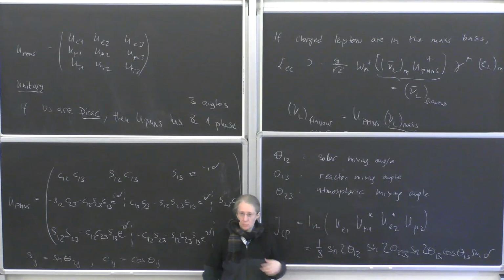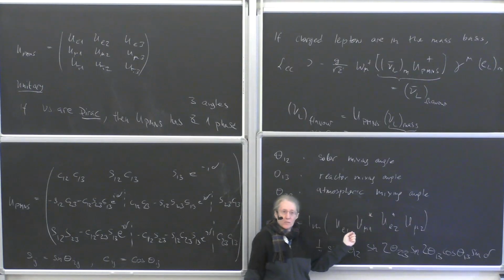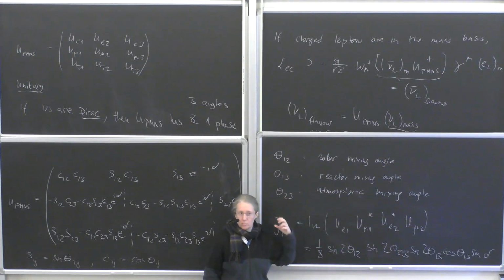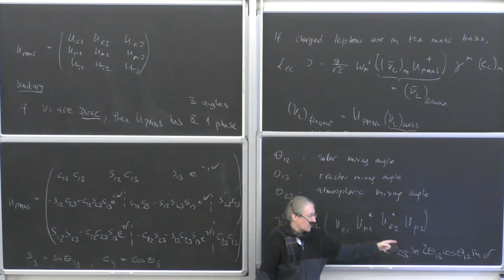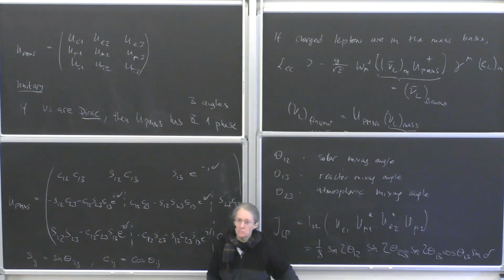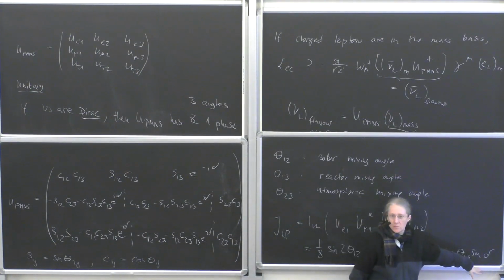But if you express it, it turns out that all the viable combinations which you can take of the 4 different elements, always taking the imaginary part because we are interested in CP violation, give you something proportional to the sines of 2 times each of the mixing angles and times the sine of delta.